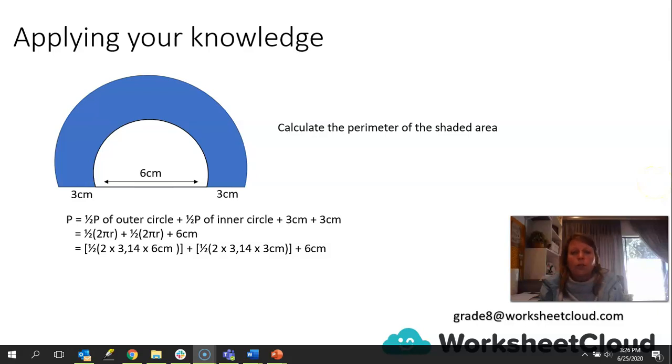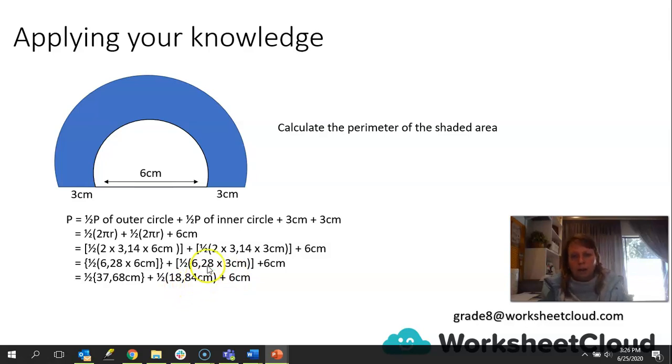So we'll first go 2 times 3,14. So we end up with then half times 6,28 times 6 and half 6,28 times 3, right? Then let's multiply what's inside the brackets. We end up with half, because 6,28 times 6 is 37,68 centimeters. 6,28 times 3 is 18,84 centimeters. So if we were working out the circumference of the whole of the bigger circle, it would be 37,68 centimeters, and the whole of the inner circle would be 18,84. But remember, we're only working with half of those circles, so it's half of their circumferences.